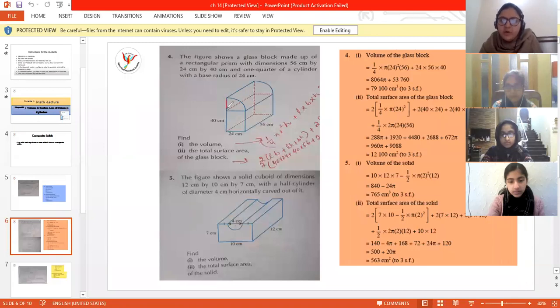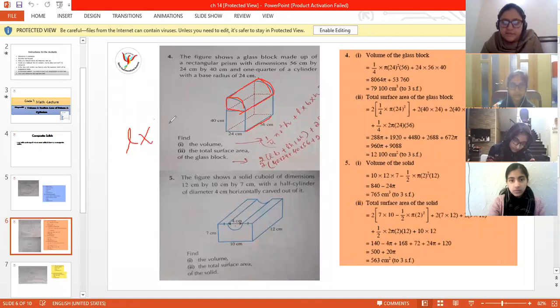On the upside of this rectangular prism, there is a quarter cylinder with a base radius of 24. If you can see, the height of this cylinder is the same as the height of this rectangular prism, which is 56. Clear? Now, first of all, we have to calculate the volume of this rectangular prism. How are we going to calculate it? Length, breadth, height.